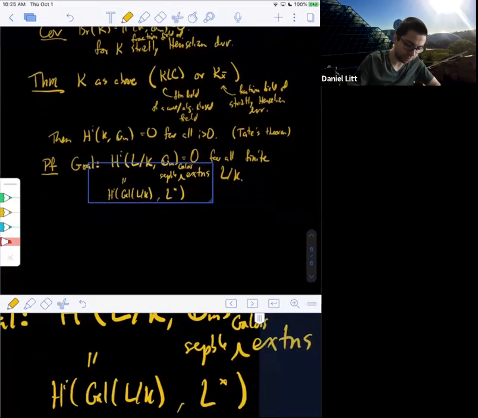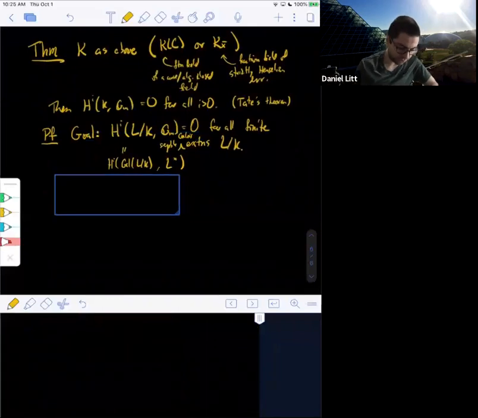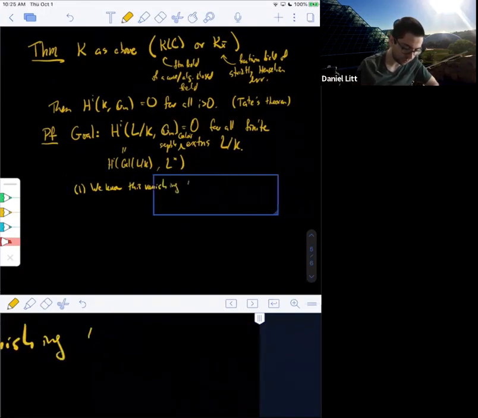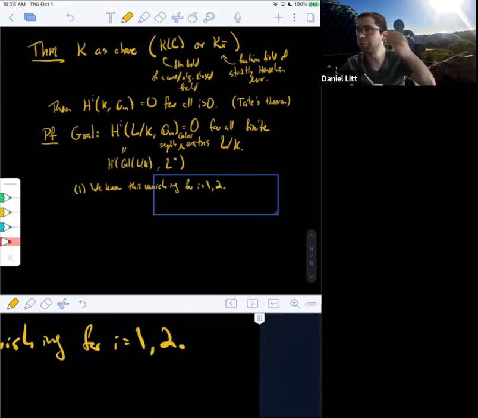All right. So step one is to observe that we know this vanishing for i equals 1 and 2. Can anyone tell me why?